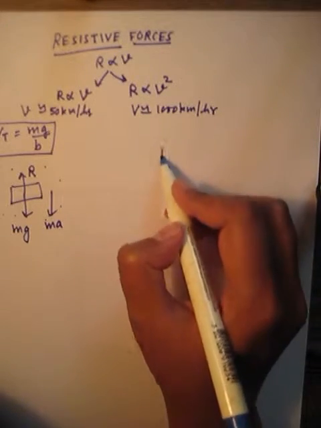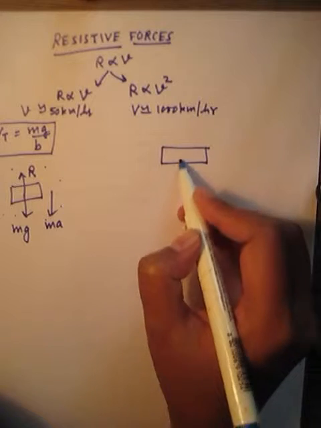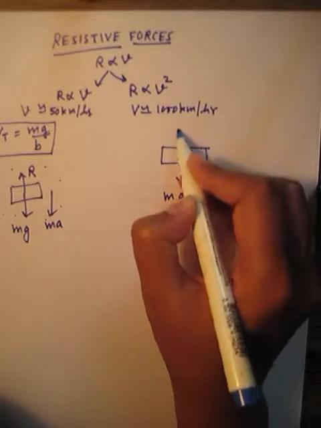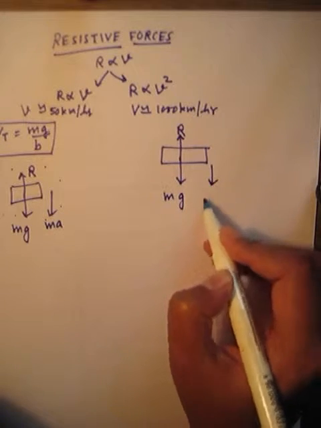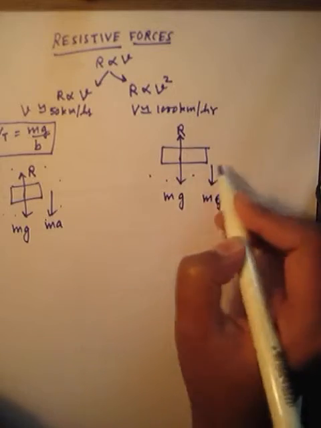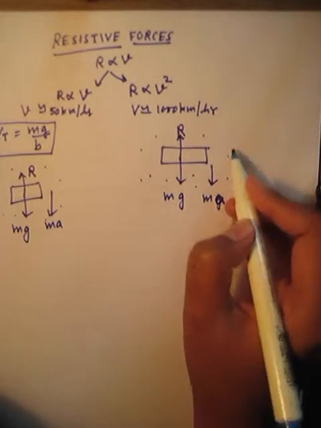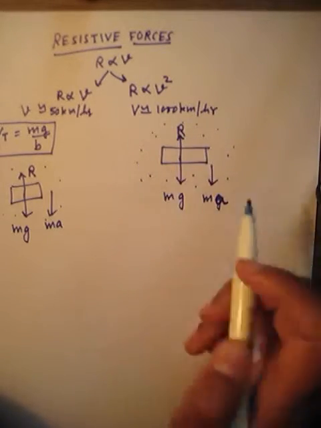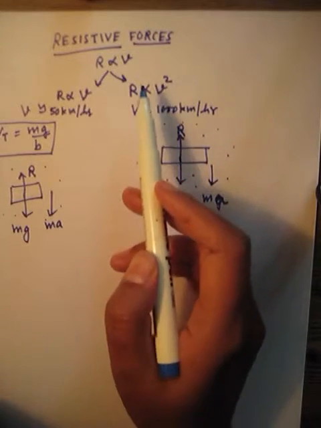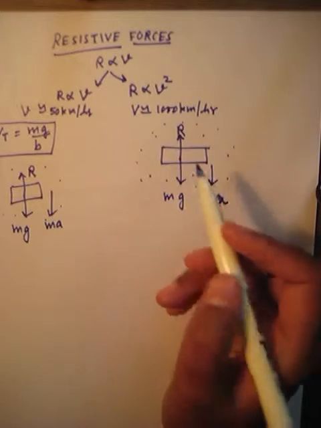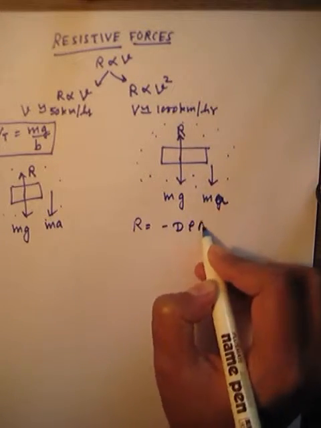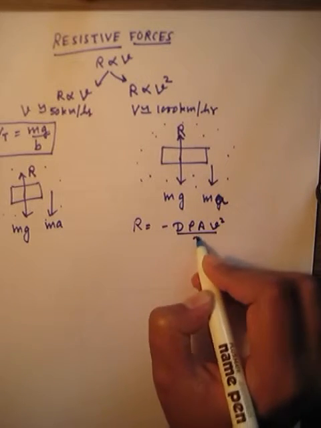Now in this case also, if something is moving, let us say in air, there will be a resistive force again opposite to motion, so acceleration here. So the resistive force will behave in the same manner, but the only thing is that it will depend upon the square of velocity. That makes a difference. And r in this case is d rho a v square upon 2.